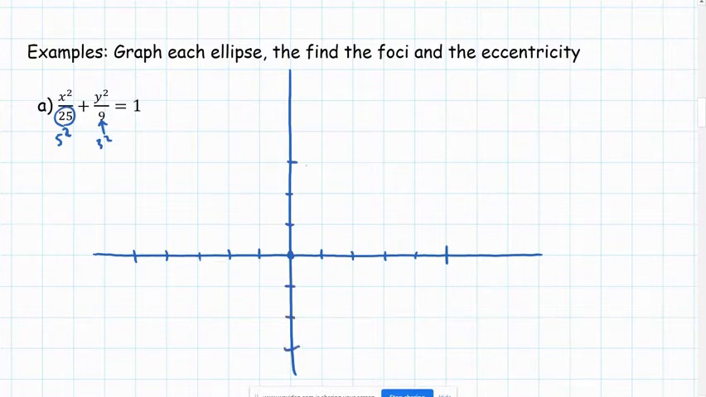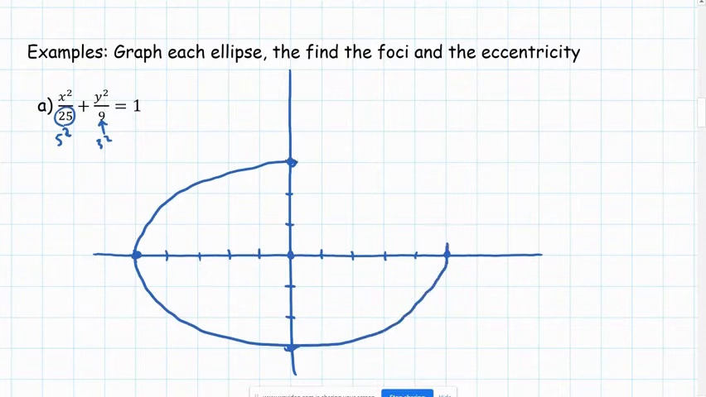Okay, and so now we're ready to draw our ellipse that goes through those 4 vertices. Okay, so you can freehand that to go through those 4 points. So there's our ellipse. And so now we just need to find the foci and the eccentricity. And so c squared is equal to the difference between these values, a squared and b squared.